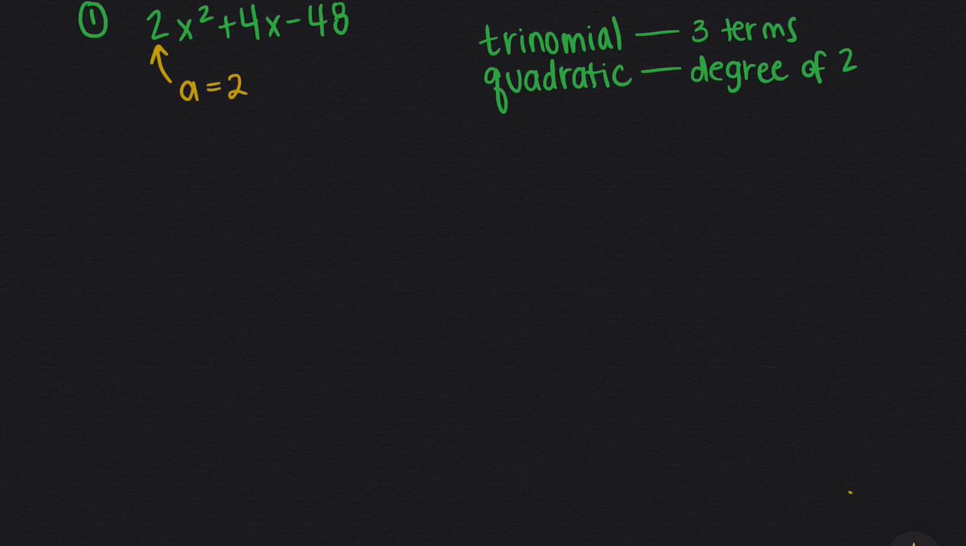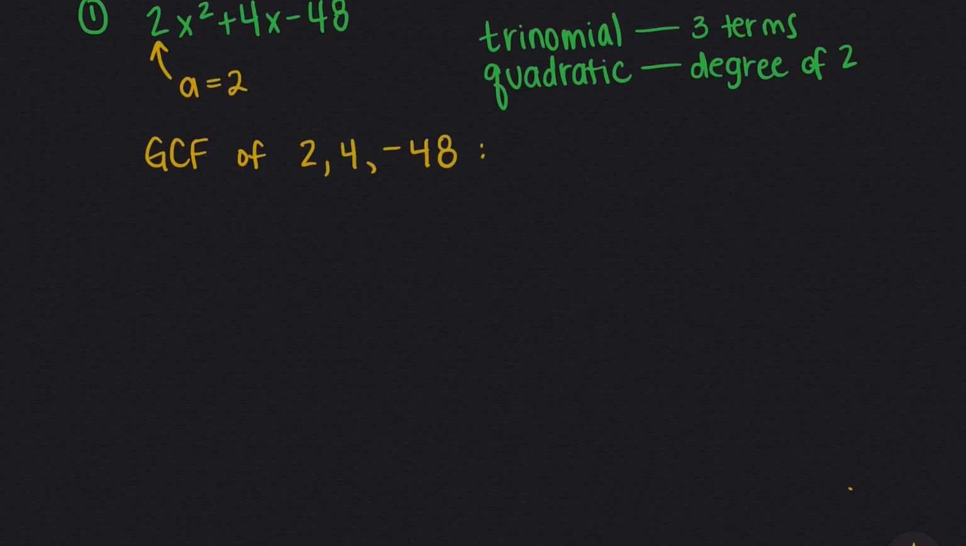The first thing you always want to do is see if there is a common factor between all 3 terms. Basically, we're looking for the greatest common factor of 2, 4, and negative 48. And if you notice, all of these numbers are even, meaning that each of them is divisible by 2, so the greatest common factor here is 2. Our first step will be to divide every number by 2, or to factor out the GCF, or to pull out a 2 from each number. Many ways we can say the same thing. This is what that looks like.